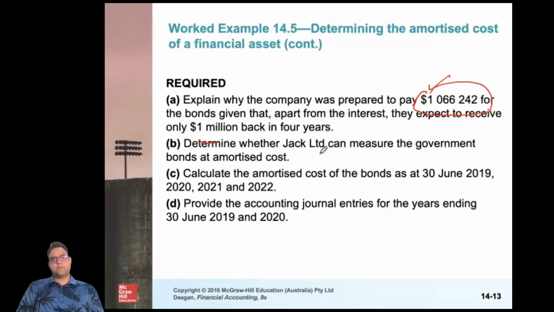Second is whether the company measures the government bond at the amortization model. Yes, we already discussed that it fulfills both of those conditions, so they will use this one. Calculate the amortization model, which is quite similar to a lease model, for all 4 years, and provide the journal entry. So part C and part D are quite interlinked with each other.